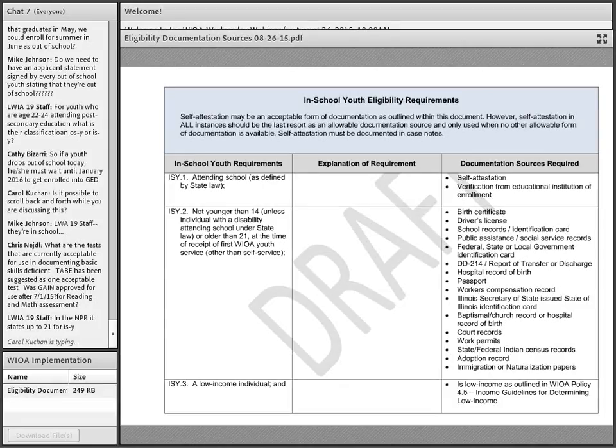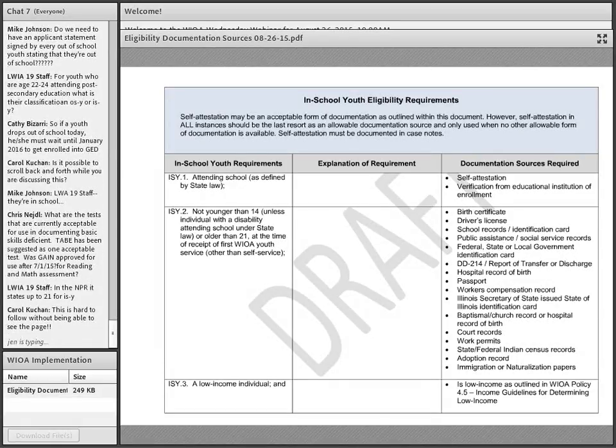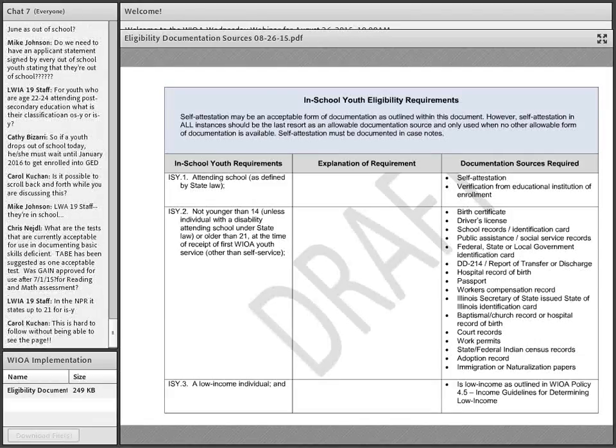Anytime you're wondering if self-attestation or an applicant statement is acceptable, you have to first look at this table and determine the documents that could otherwise be provided as proof of that situation. Only when none of those are available would you then rely on maybe a self-attestation as your means to determine their eligibility.